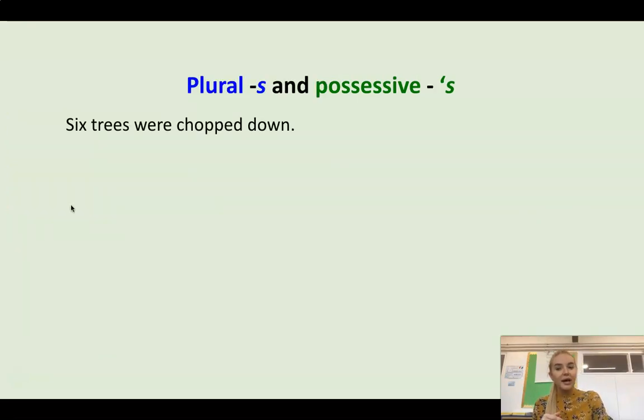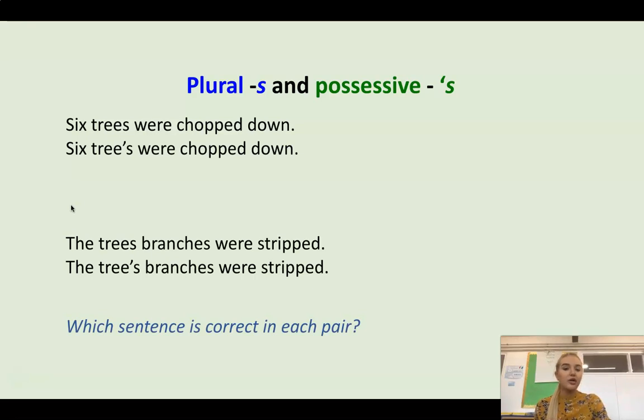So now we're going to think about the plural S and the possessive S before we look at the possessive S in a bit more detail. I've got these four sentences and I want you to state which sentence is correct in each pair. So you've got six trees were chopped down, or six tree's were chopped down. Remembering, is this sentence showing that there is more than one tree, so a plural S, or is it showing that something belongs to the tree?